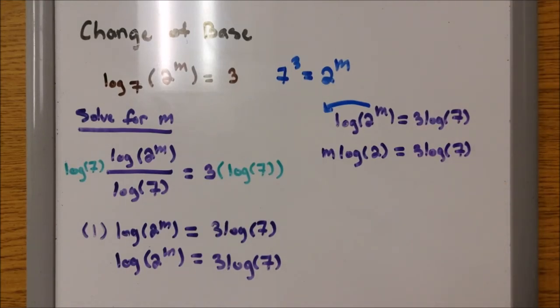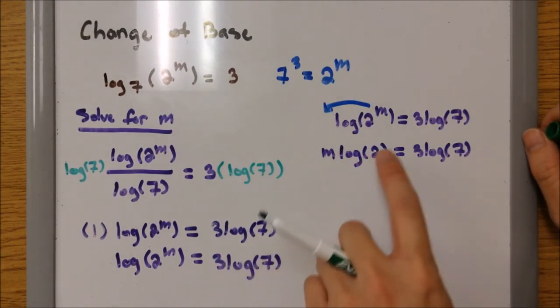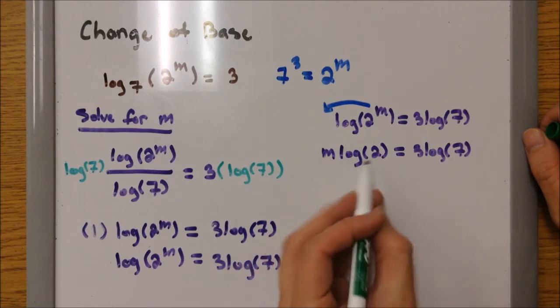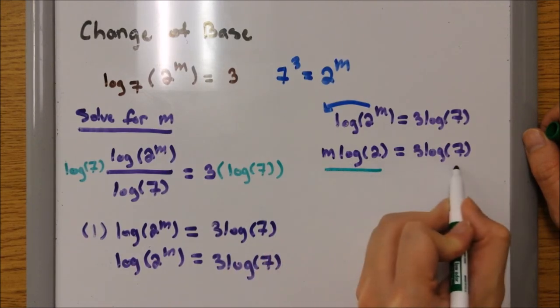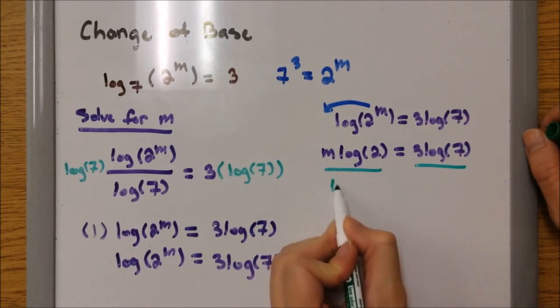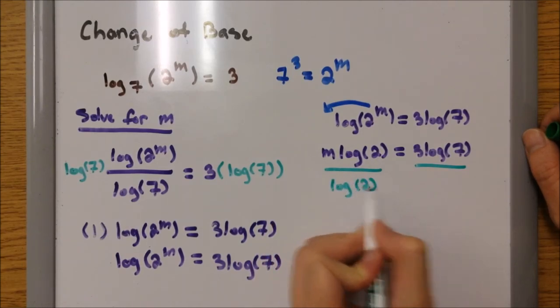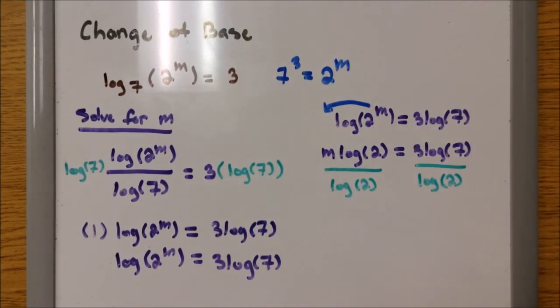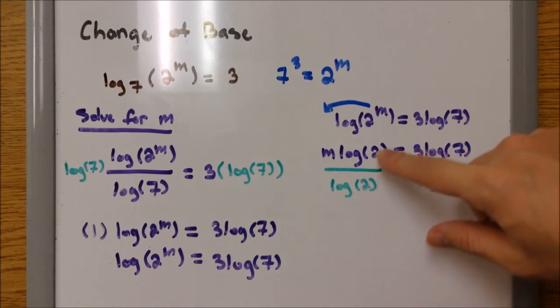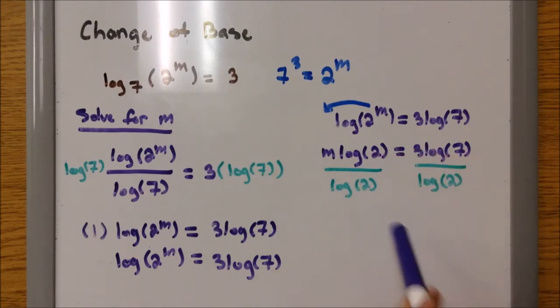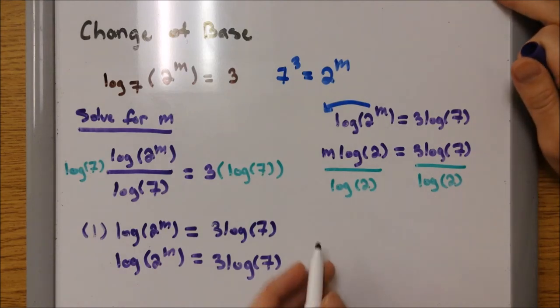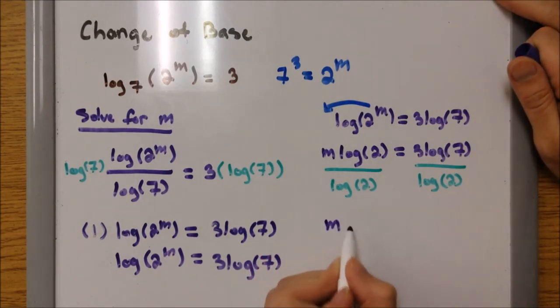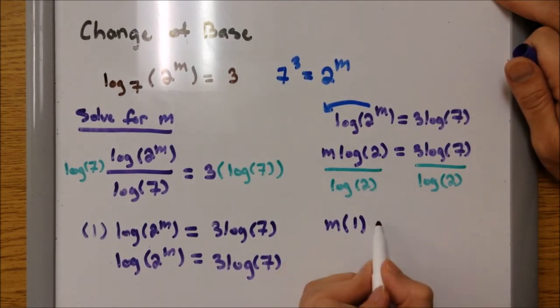And then after that, we're almost done because we have m right here, not as an exponent but now as a whole variable. I'm going to divide both sides by log 2. So again, when we divide by what we have here, log 2 divided by log 2, that's simply going to become 1. So we have m, because I haven't done anything to the m, times 1. The 1 came from log 2 divided by log 2.